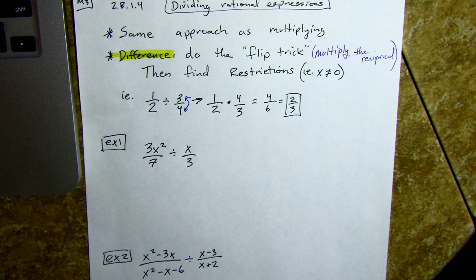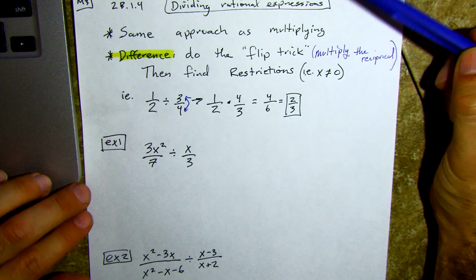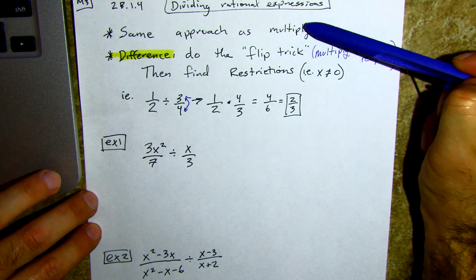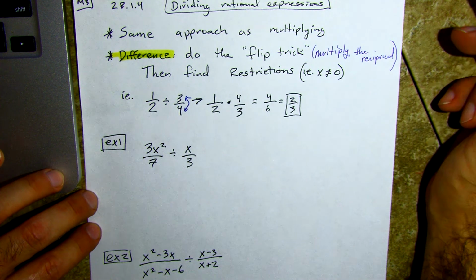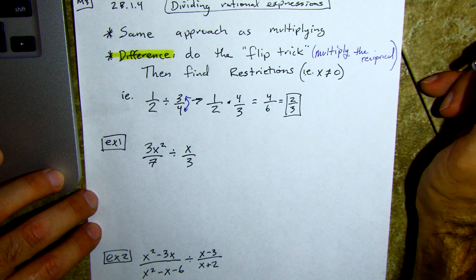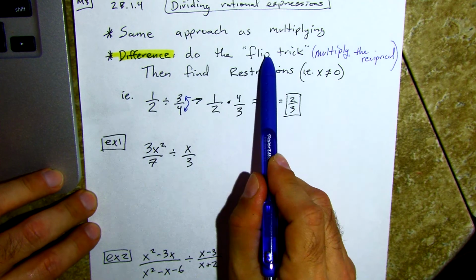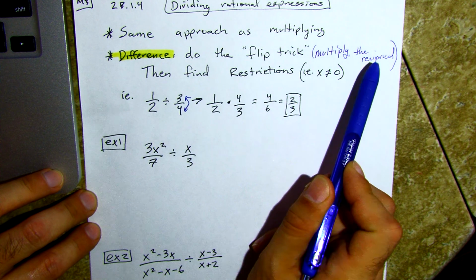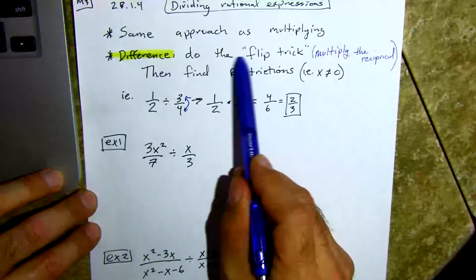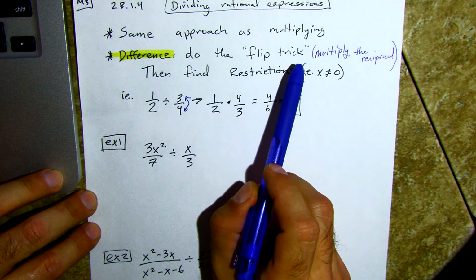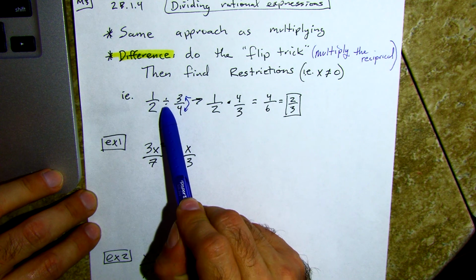We have this lesson here. It's just the next lesson, and it's very related to what we were doing with multiplying rational expressions. So same approach as multiplying. We're going to look to factor our terms, to cross things out, to cancel them out. The only difference is we're going to do the flip trick, which is multiplying by the reciprocal. After we do the flip trick, it allows us to change it from being division to being multiplication.